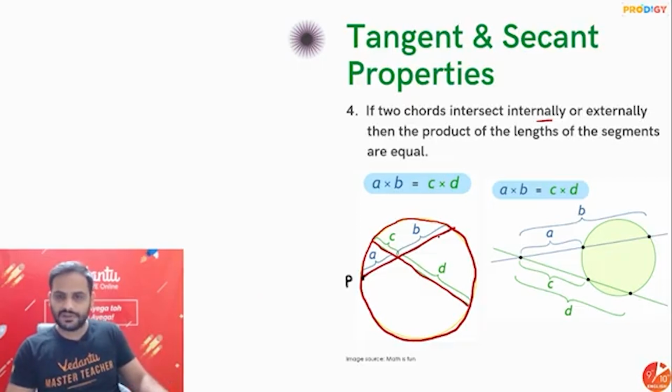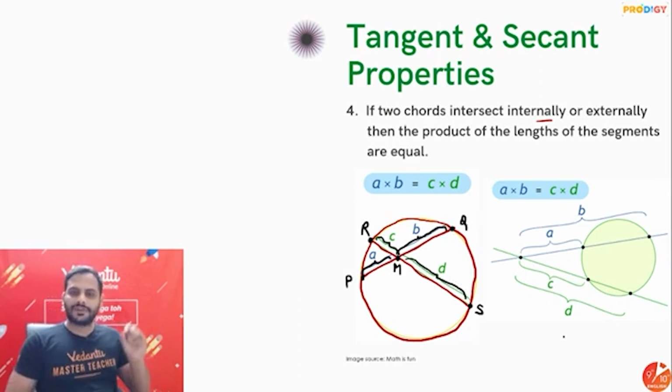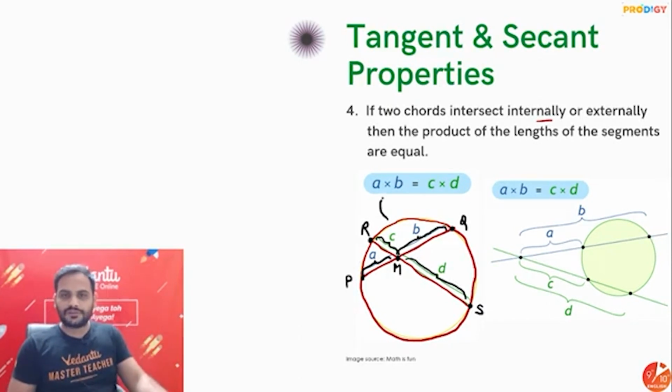Let's say it is chord PQ, and this is chord RS, and they are intersecting at a point M. So guys, see, this length PM is equal to A, and this length MQ is equal to B, and here this length RM is equal to C and this length MD is equal to D. So remember guys, A into B is equal to C into D.